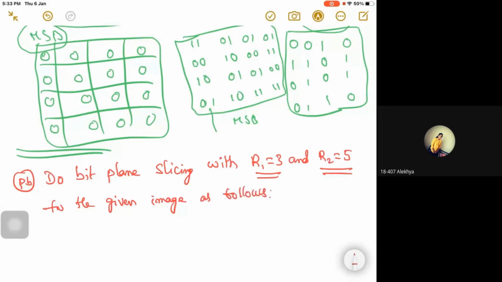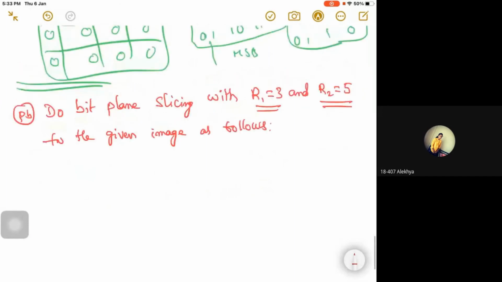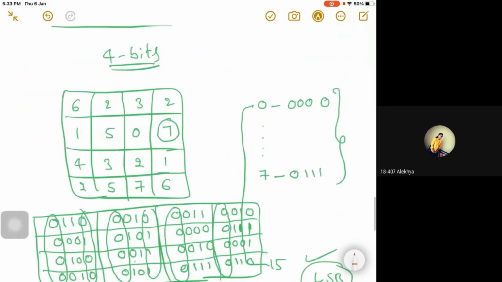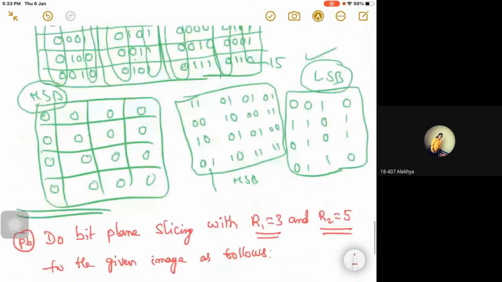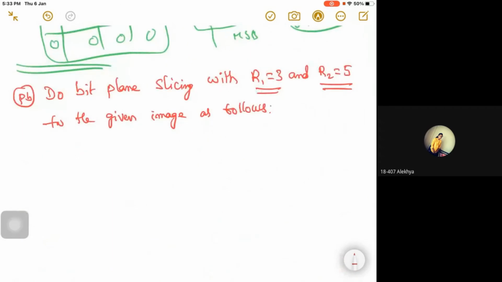The given image here is the same image you considered just before for the 4 bits representation. The same image I am writing here: 6 2 3 2, 1 5 0 7, 4 3 2 1, then 2 5 7 6.